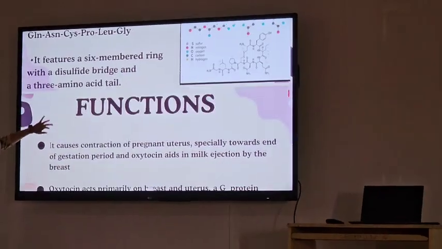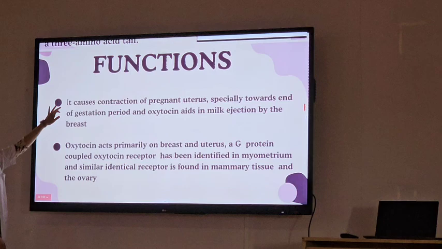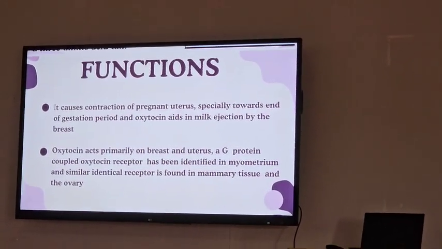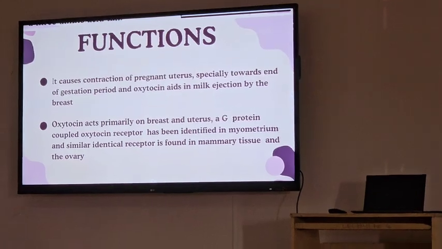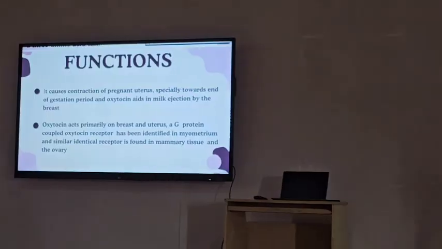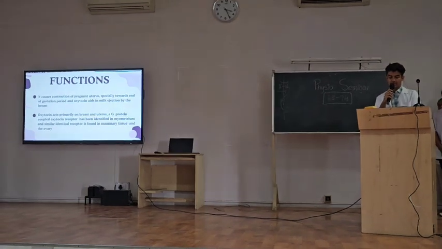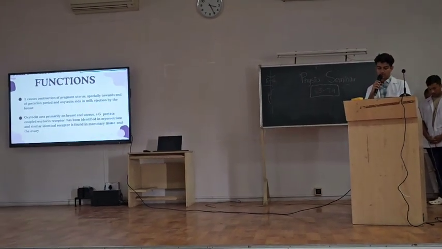So oxytocin mainly has 2 functions. The first one is that it causes contraction of the uterus towards the end of the gestation period. Oxytocin also helps in milk ejection by the breast. Some sources say that a G protein coupled oxytocin receptor has been identified in the myometrium and also in mammary tissue.